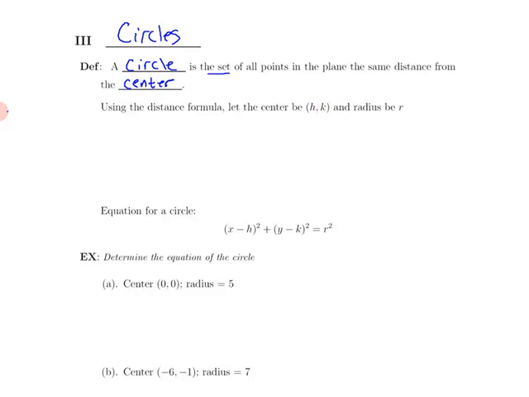So if we let the center of a circle be the coordinates h, k and the radius be r, then according to our distance formula, we let the coordinates of any point be the variables x comma y. Let those be all the points that are on the circle. So what we're saying is the distance from any point on the circle to the center is r. Now remember, the distance formula looks like this.